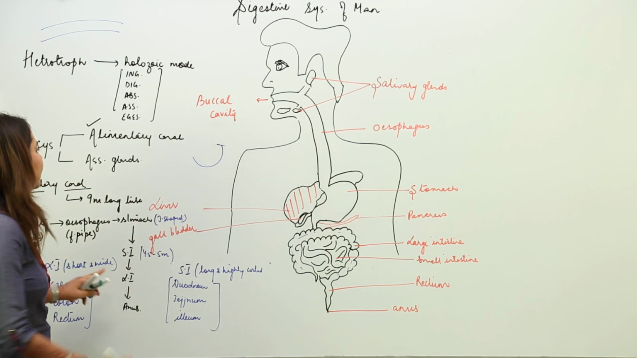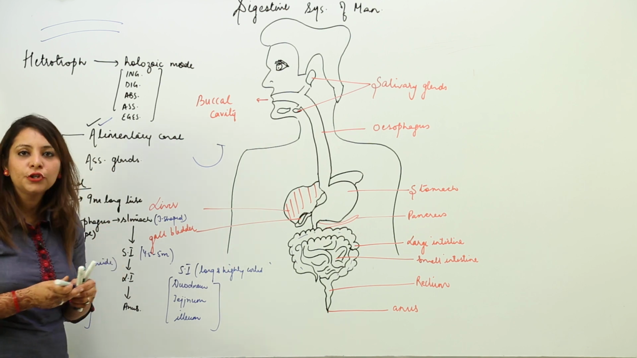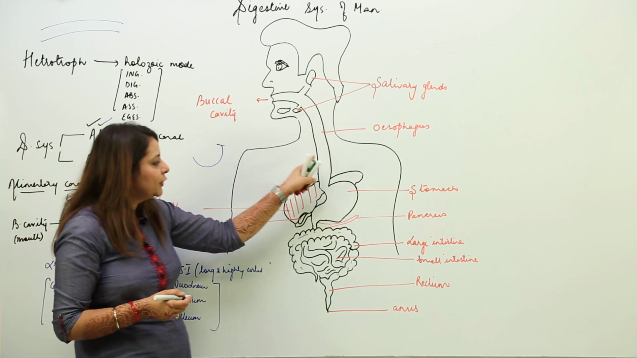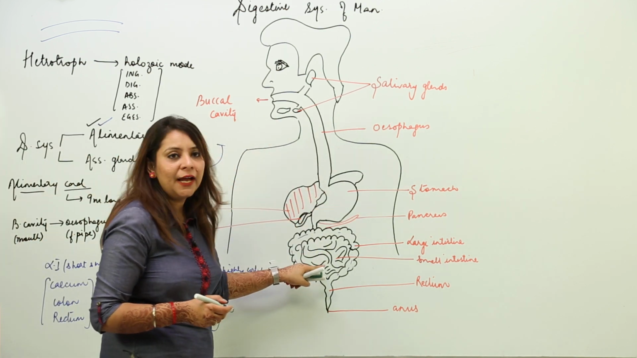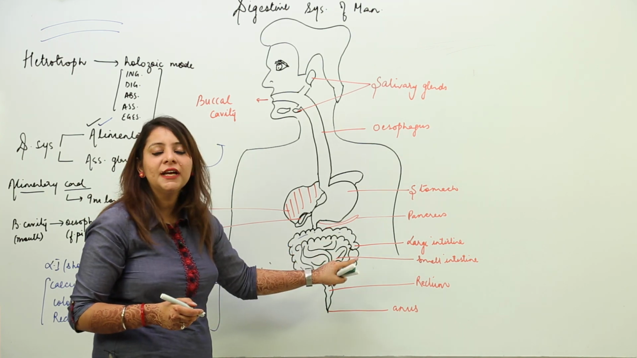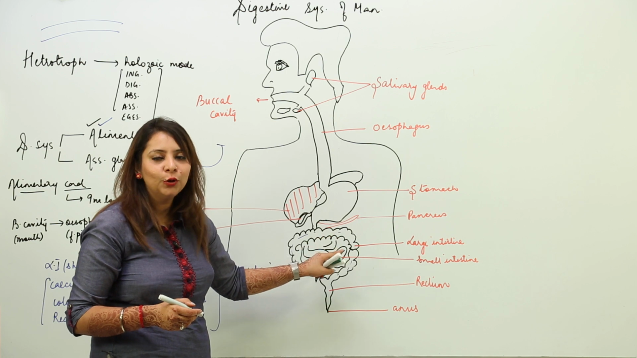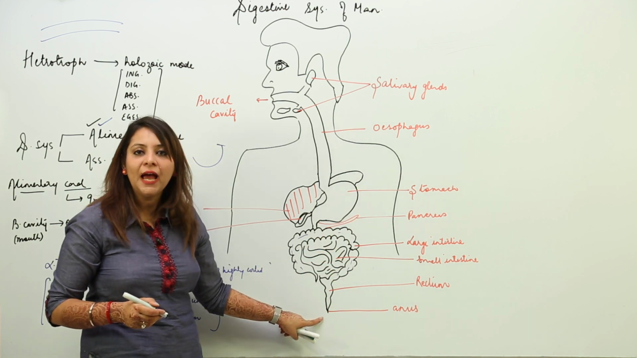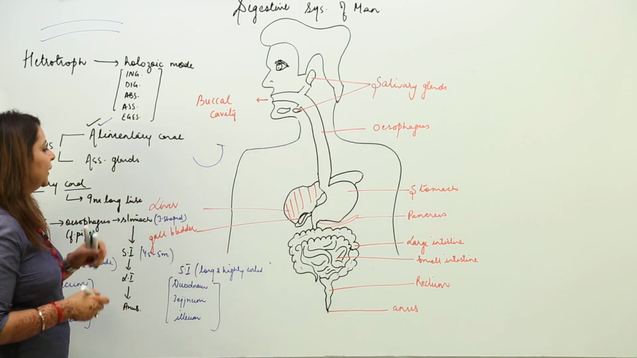I think you got it. The alimentary canal is actually a 9 meter long tube starting from the buccal cavity, esophagus, stomach, small intestine comprising of duodenum, jejunum, ileum, large intestine comprising of cecum, colon and rectum, and finally we have the anus. So this is what an alimentary canal is.